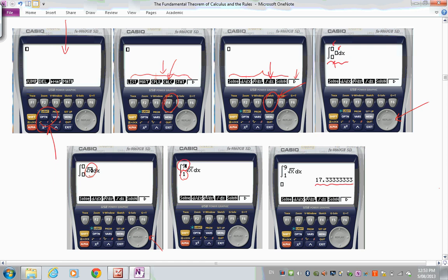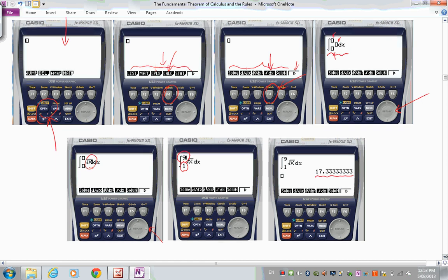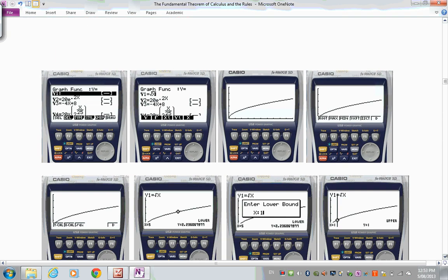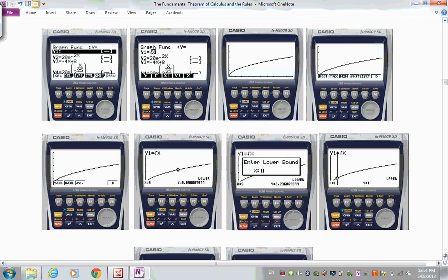Now you might have the graph on your screen, in which case you might like to do it in graph mode. So in graph mode, go to graph mode, enter the function, there it is, hit execute, so you've got the graph.